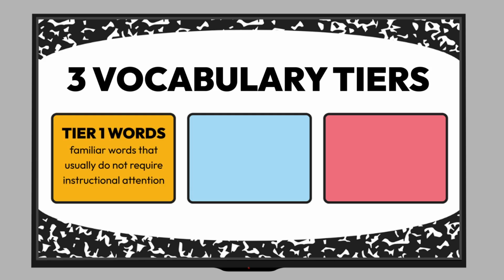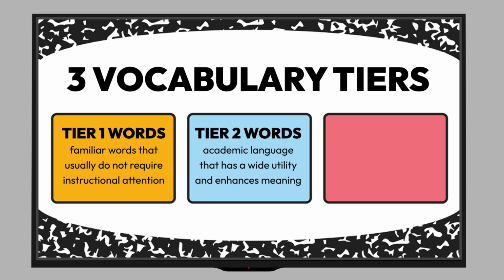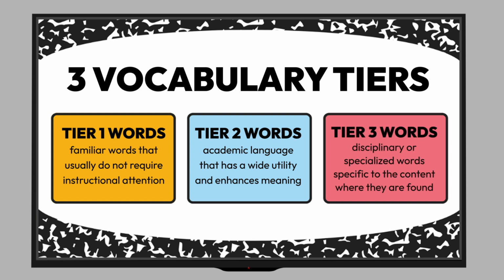Tier 1 refers to familiar words that usually do not require instructional attention, usually because students are already familiar with those words. Then there are Tier 2 words, which refer to academic language that has a wide utility and enhances meaning. Students often need these words to be taught directly and in depth in order to move them to their vocabulary bank. Tier 3 words are disciplinary or specialized words, specific to the content where they are found, and should be taught when the content is being studied. Your target for instruction would be Tier 2 and Tier 3 words with emphasis on Tier 2, as these have a broader range of impact.